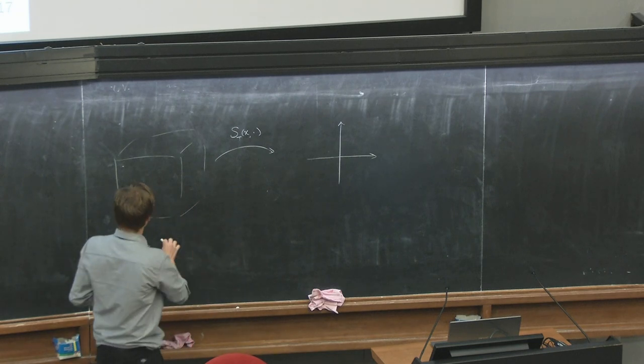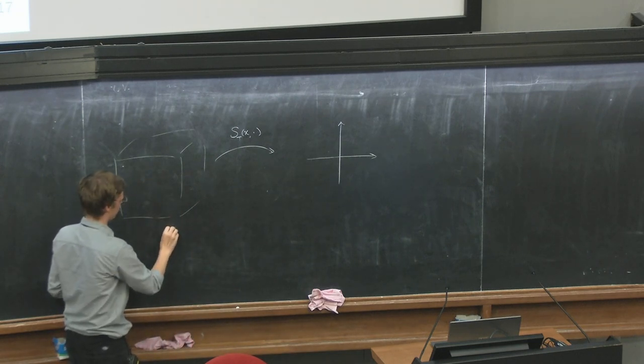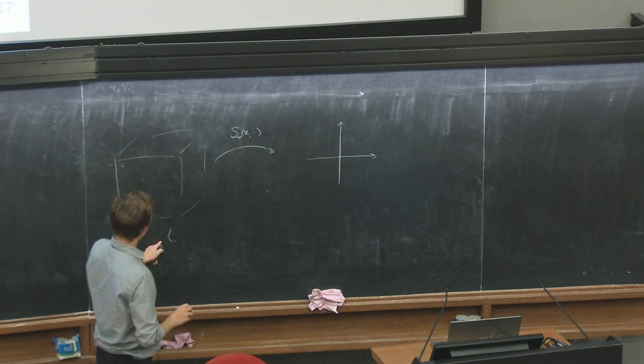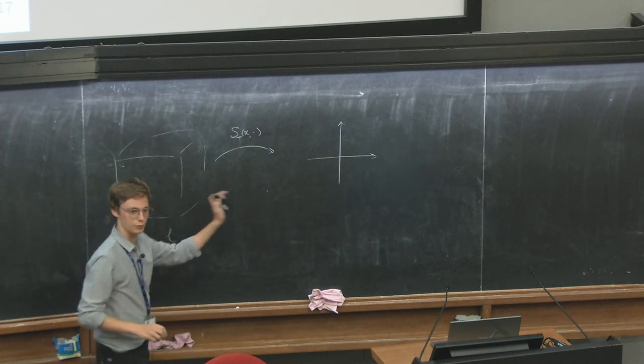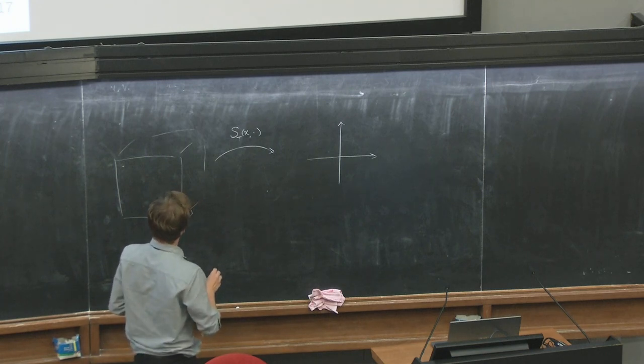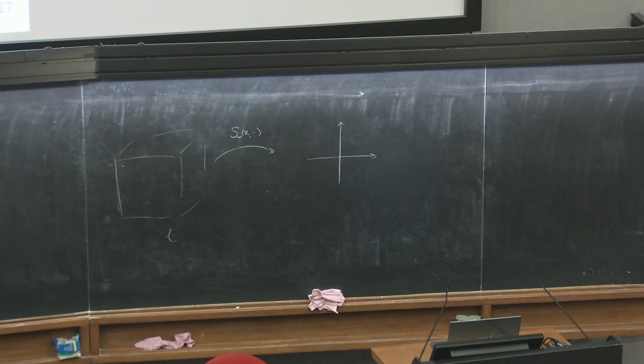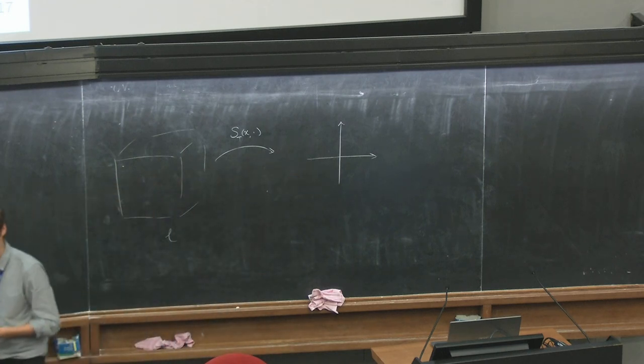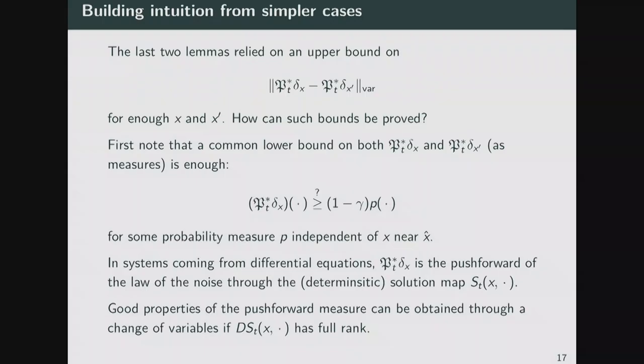So you have a law here on the controls, right, the law of the noise, call it L. I think I called it L, we'll see. Then the law of the solution is just the push forward of this measure through the map. So if you think back to basic integral calculus, right, if you want to push a measure through a nice map, you can do it via a change of variable if you have a nice Jacobian. If the Jacobian of this map has full rank, then you can do essentially a change of variable and you can get a handle on the push forward of the measure. And that's the whole idea, right?